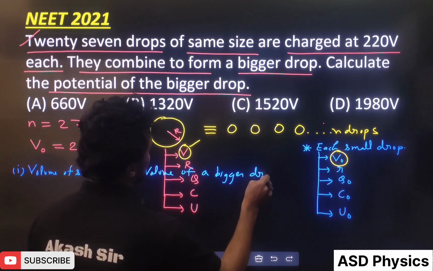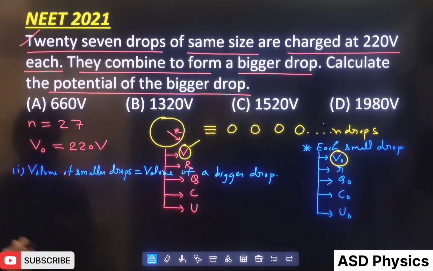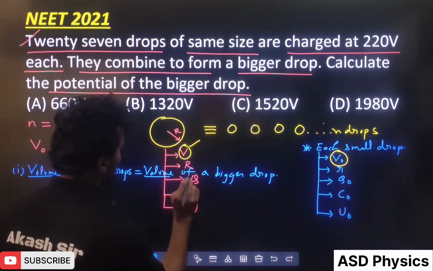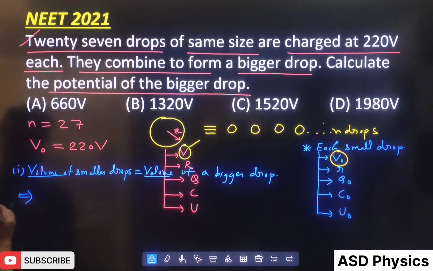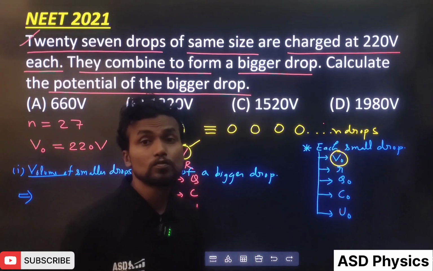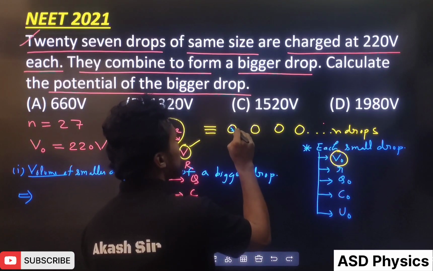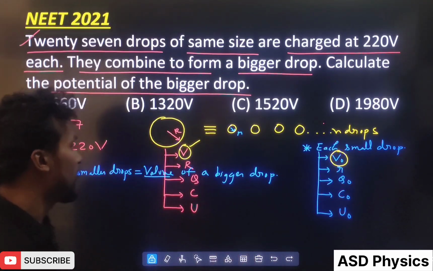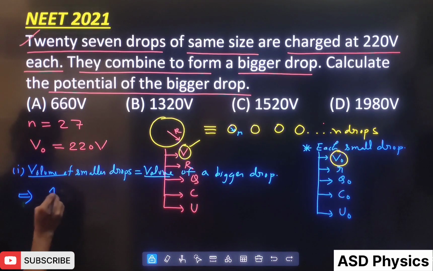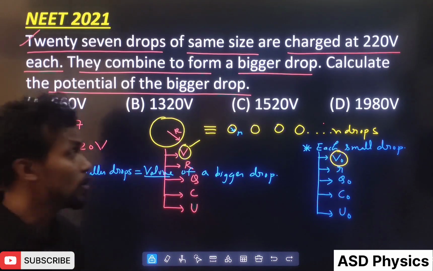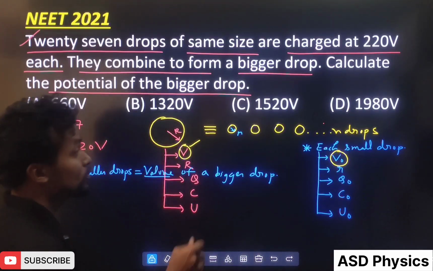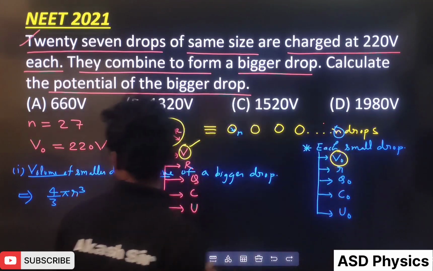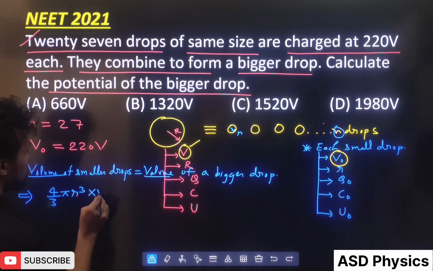Now just let me write, no problem. Volume of a bigger drop here. Now students, tell me please, the volume of a single small drop, how much? As you know, the radius is r. So we can write 4 by 3 pi r cube. This is for how many drops? 1 drop. But here N drops are there. That means here we have to multiply with N.